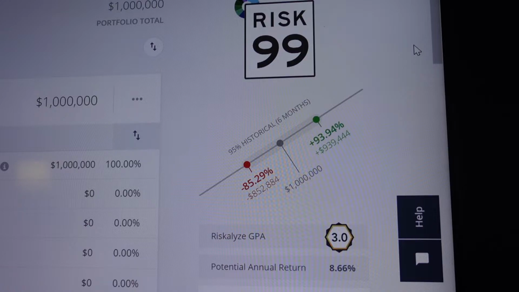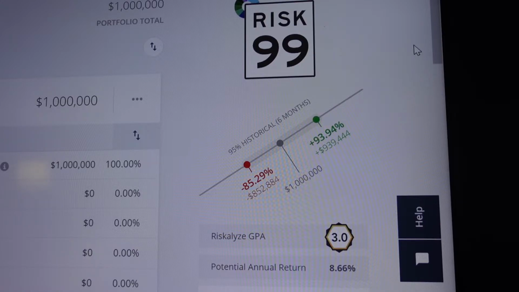The first one I wanted to look at, and I want to be clear, I am not making an investment recommendation here. I just wanted to think of what's a really volatile investment that's been in the news a lot lately, and that would be Tesla Motors. So this is Tesla stock. Tesla is about as risky as it gets. It is a 99 on the risk scale, and it is very, very volatile.